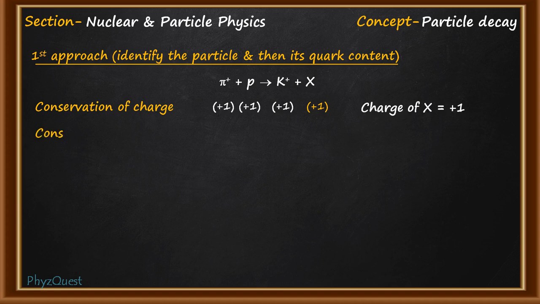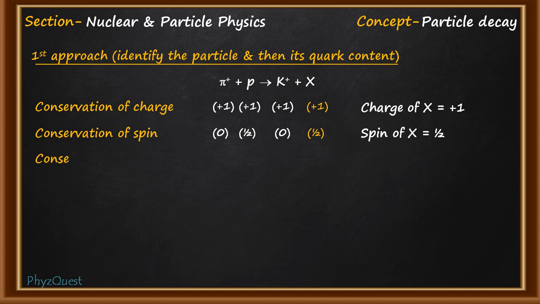The next conservation law is conservation of spin. Pion has spin 0, proton has spin half, and kaon has spin 0. To conserve spin, X must have spin half. So the spin of X is equal to half.